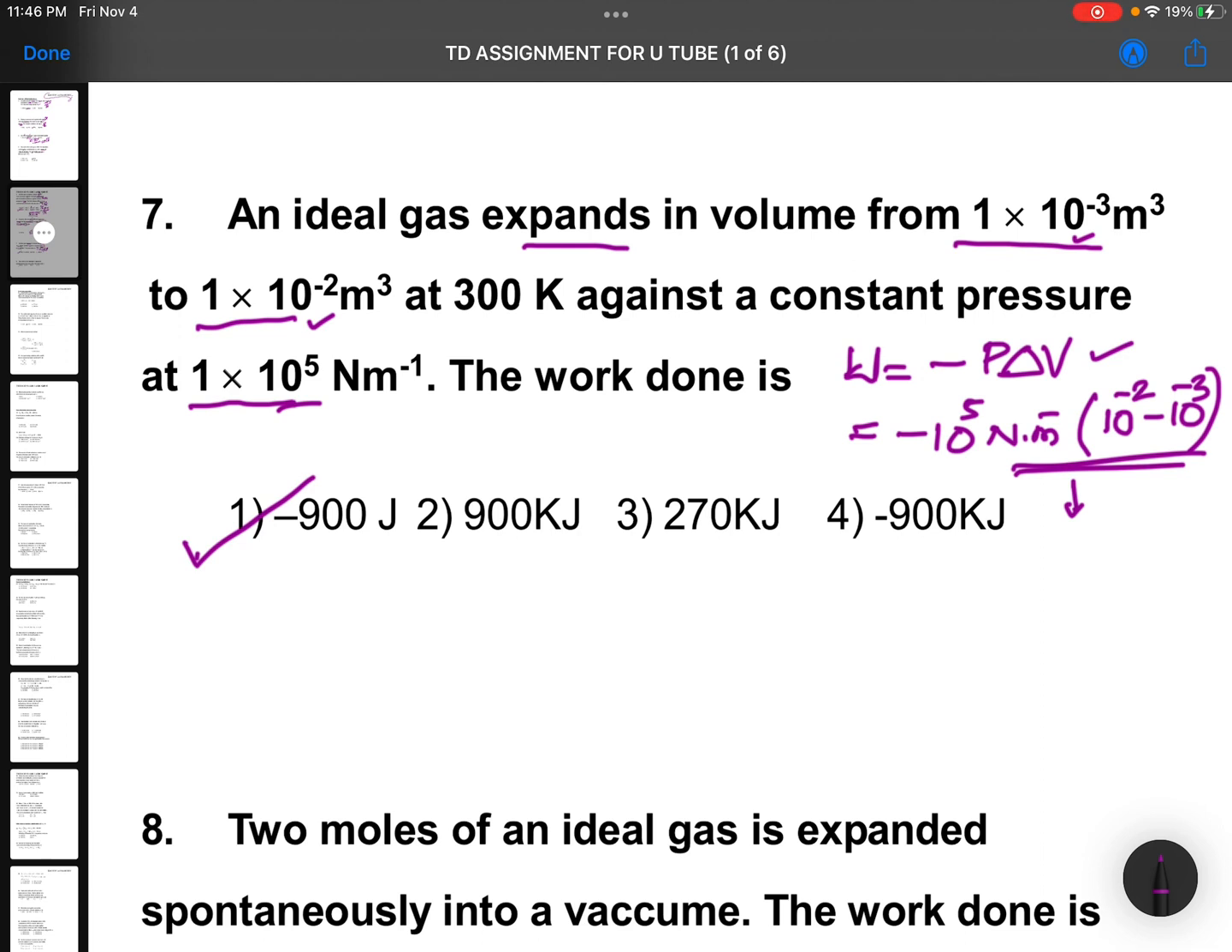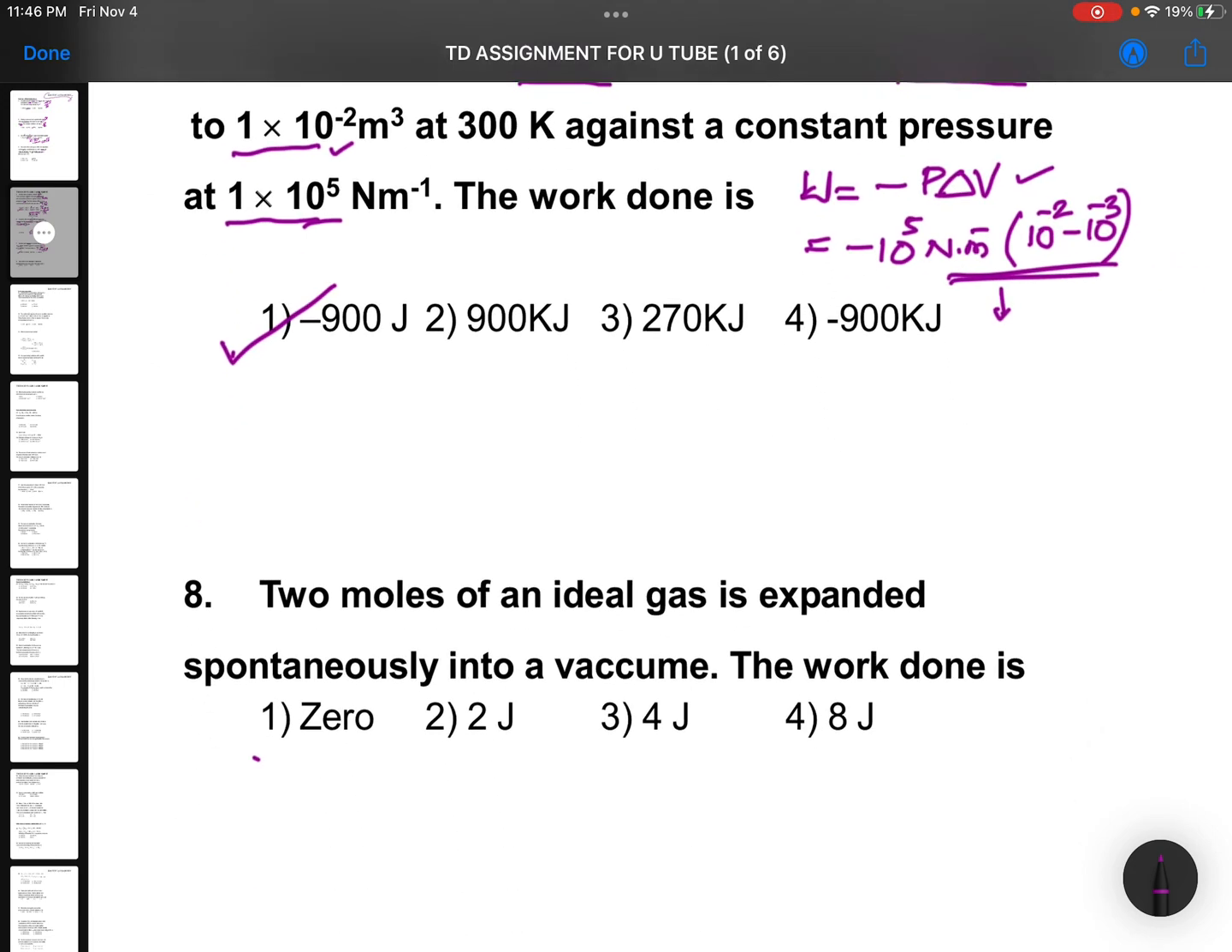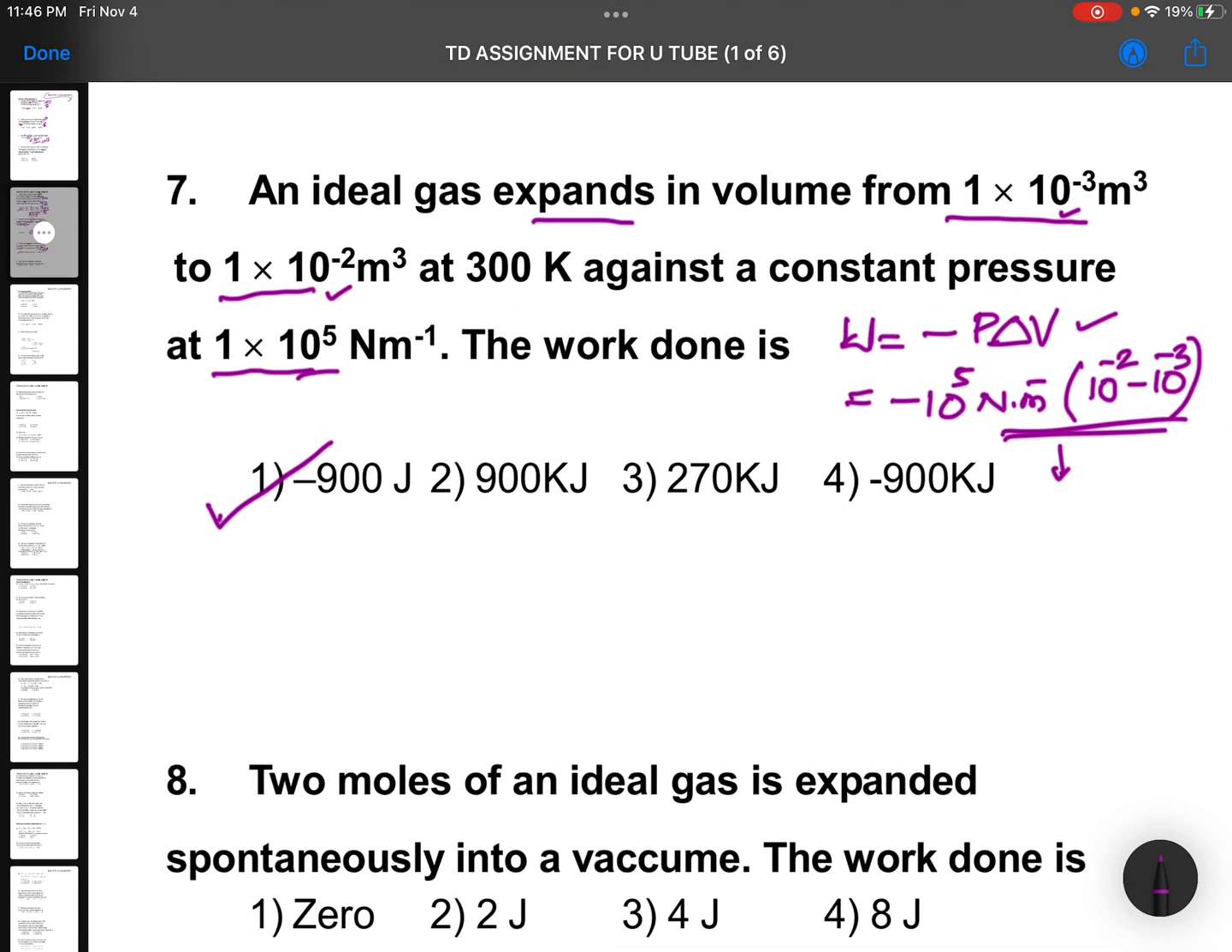P delta V, if you are getting the units as atm-liters, you use 1 atm-liter is equal to 101.325 joules. 1 bar-liter is 100 joules. And your work done by the gas, so it is minus.